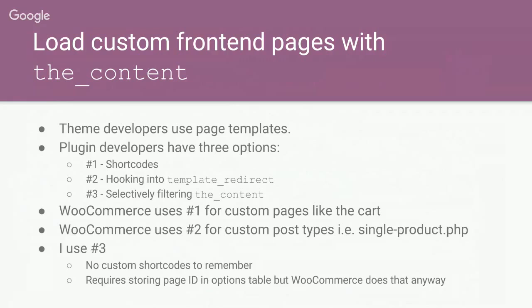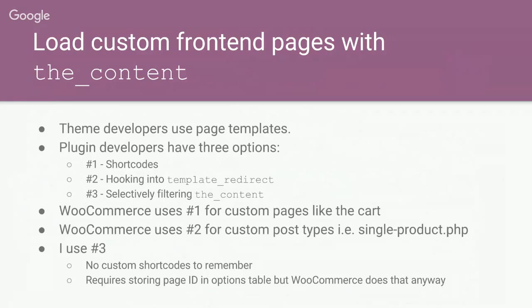WooCommerce uses number 1 for custom pages like the cart, where you'll have a WooCommerce shortcode for the cart. They use number 2 for custom post types. So for example, single product. They are defining the custom post type of product. So when WordPress needs to load a template for product, they hook into that and say, hey, use us.